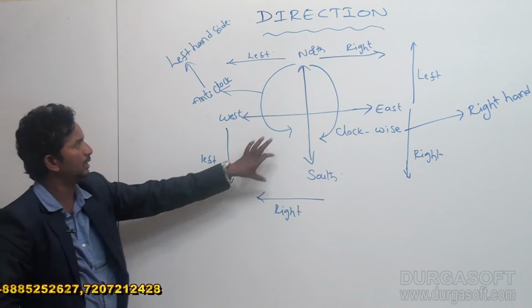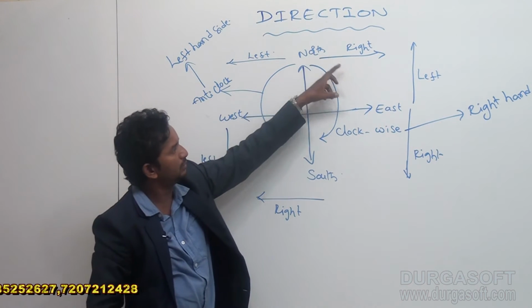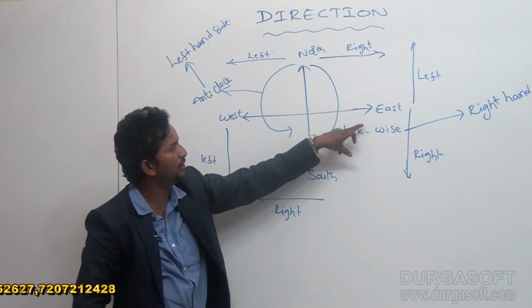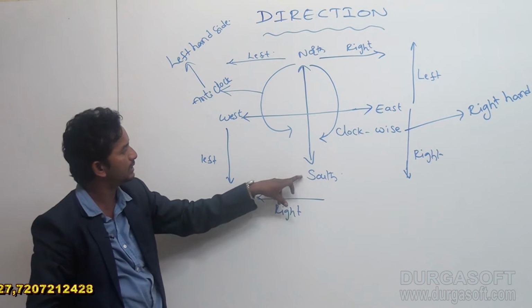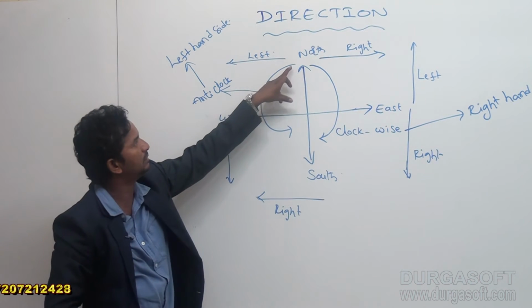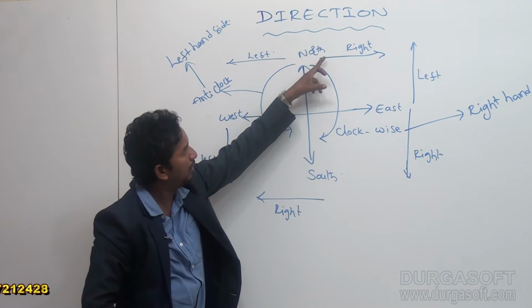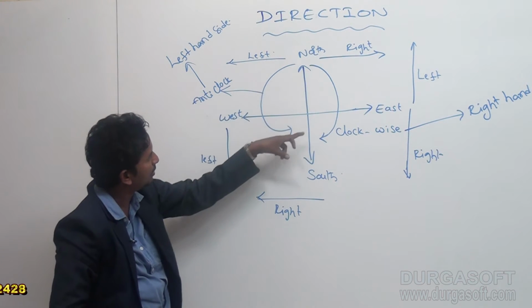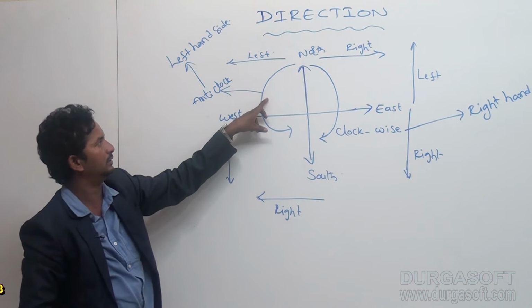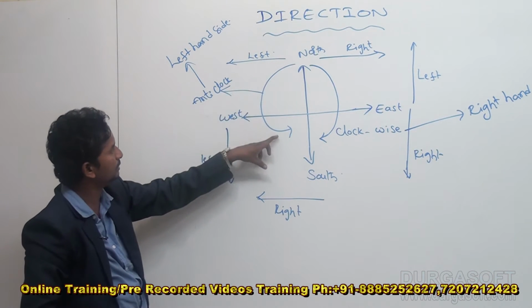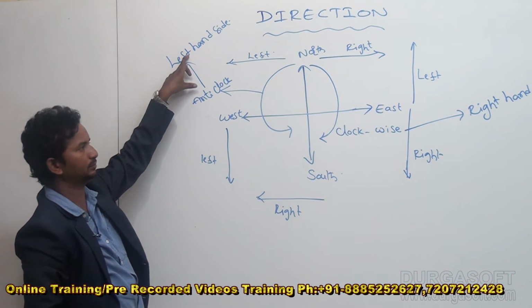Now see the diagram. North right will come in the east, east right will come in the south, south right west, west right north. These are all the clockwise direction. For clockwise you take the right hand side, and for anti-clockwise direction you take the left hand side.